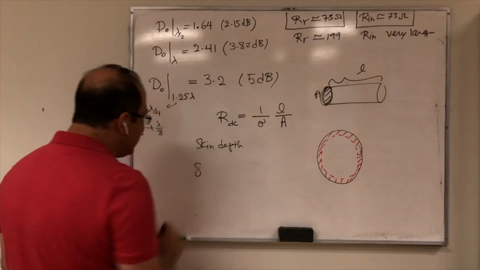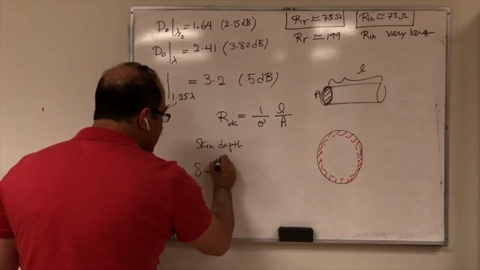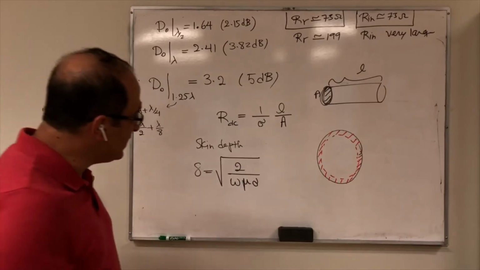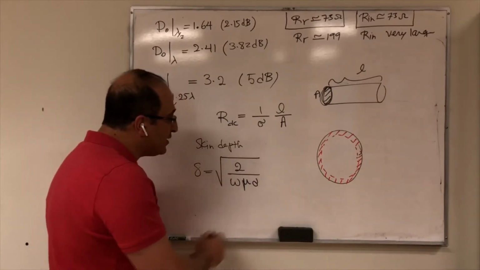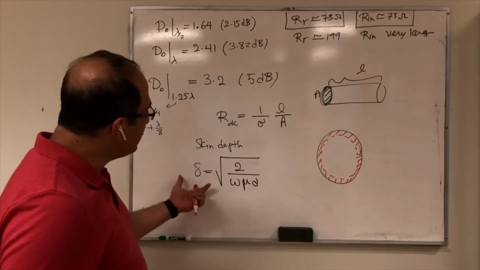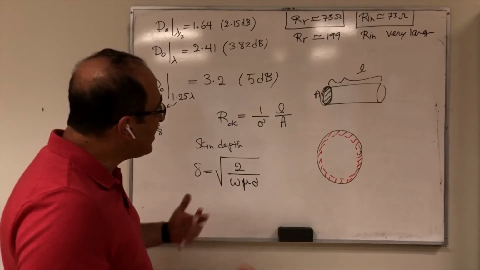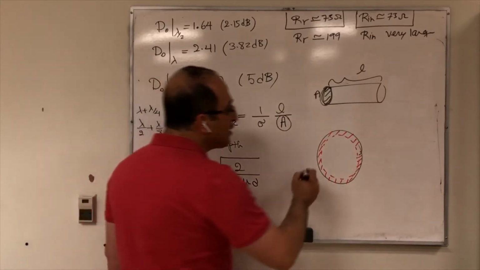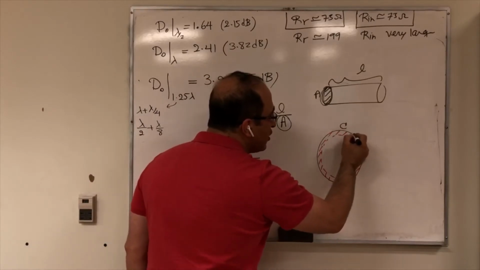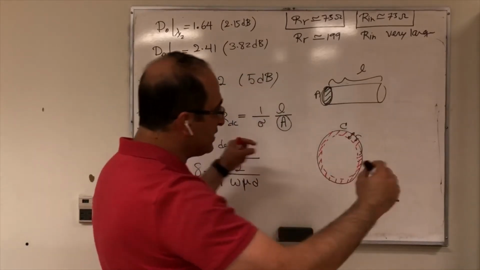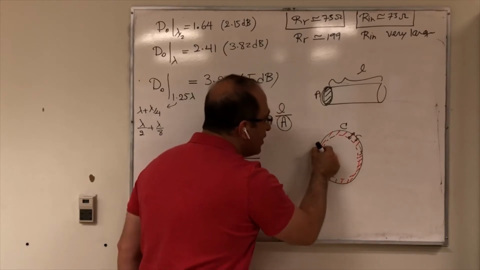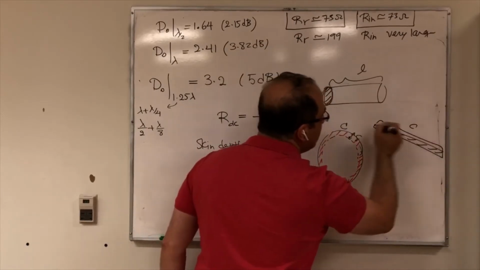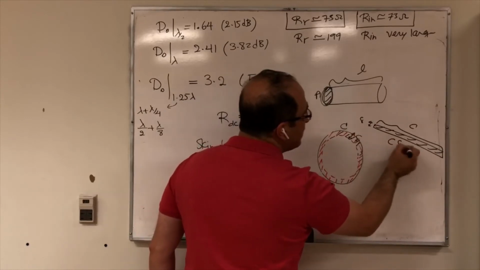Let me write the equation for skin depth. It's going to be delta, the skin depth, equal to the square root of 2 divided by omega mu sigma. So this is essentially your skin depth, where omega is 2 pi f, mu is the permeability, and sigma is the conductivity. Now, if I take this delta as my skin depth, I can assume that this A, the cross section that the current is passing through, is going to be the circumference times delta. So if you open this very small circular strip here, you're going to essentially get this, where this is C and this is delta. So the area of this is C times delta.